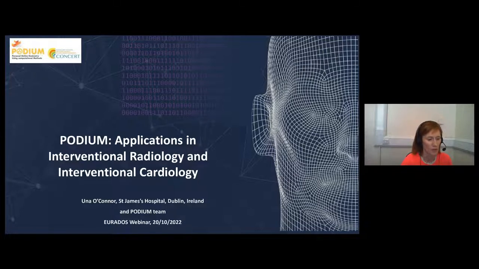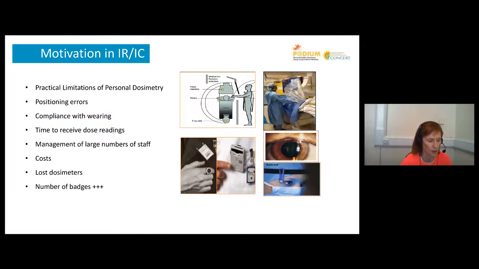What I'm going to do now is follow on from the nice introductions, just to talk about the particular work package that I was involved in, work package 4, looking at the application of PODIUM in the hospital setting in interventional radiology and cardiology.